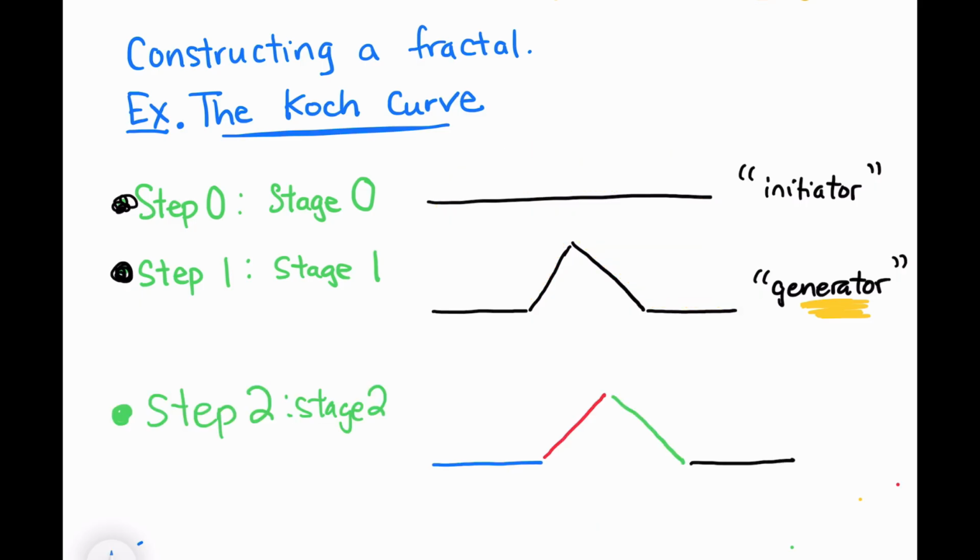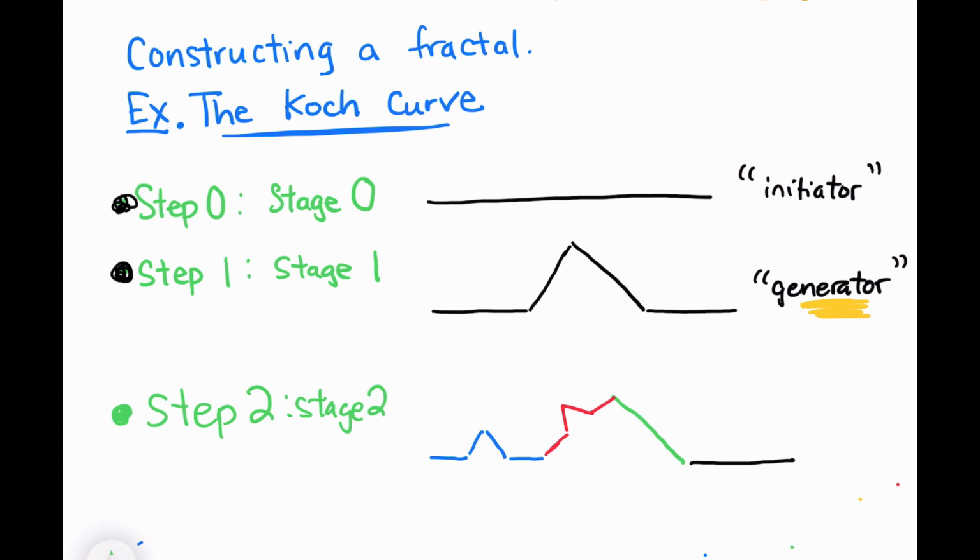I'm going to start with the first replica of the initiator, this blue line segment right here. Remember the idea is that we take an equilateral triangle and then remove the base. That is the generator step on that smaller version of the initiator. Next I'm going to move over to the second line segment and do the same thing that the generator tells me to do. I add the 2 sides of the equilateral triangle and then get rid of the base.